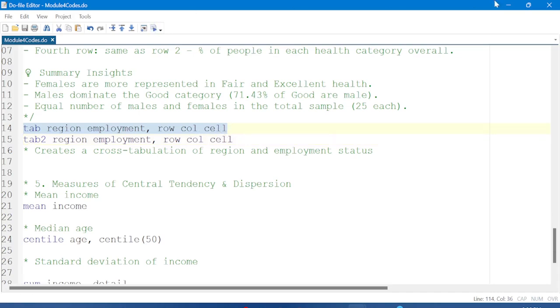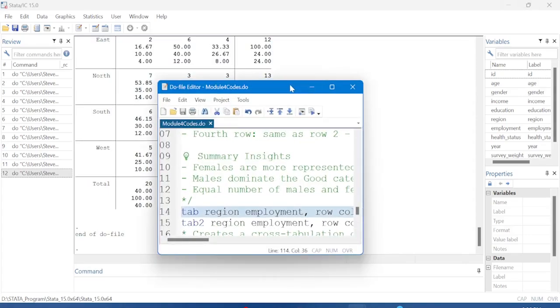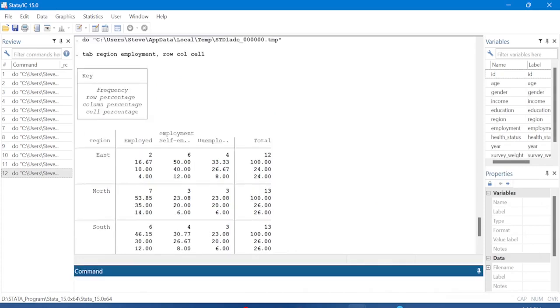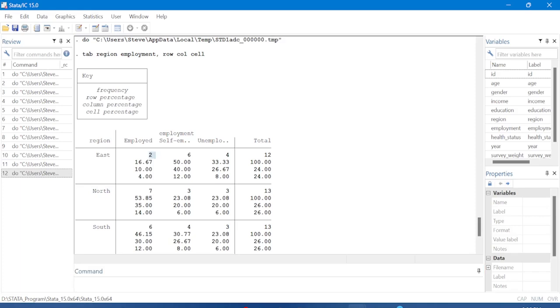So running this is what we get. For East region, we have this many who are employed, this with self-employment, and for unemployed, the total we have is 12. So the total percentage of people from East who are employed is 16.67. This comes from 2 over 12 times 100 to get 16.